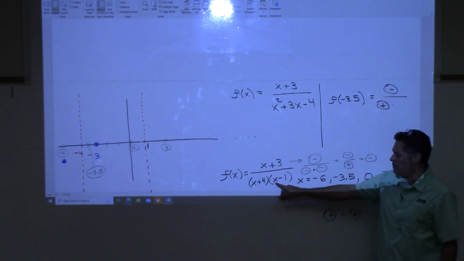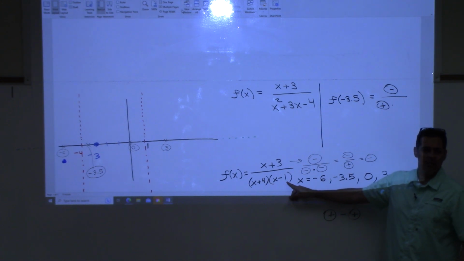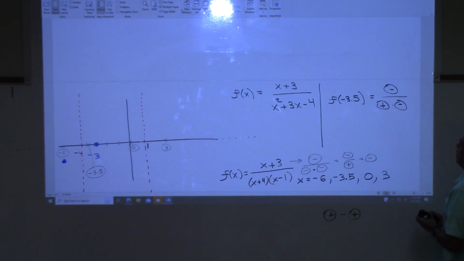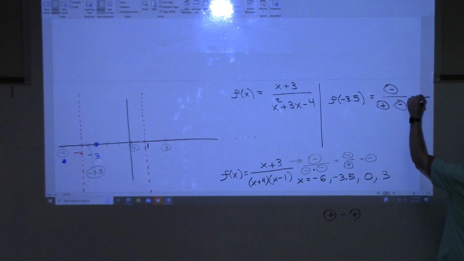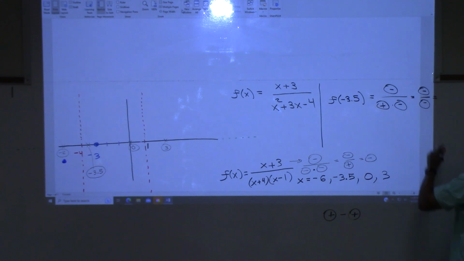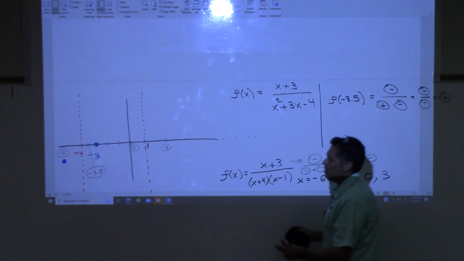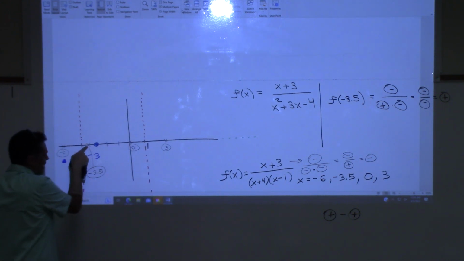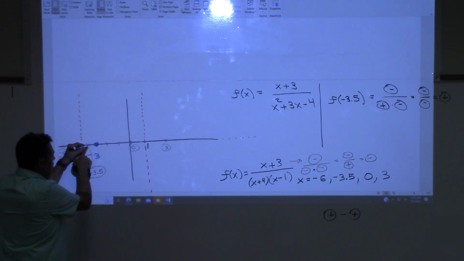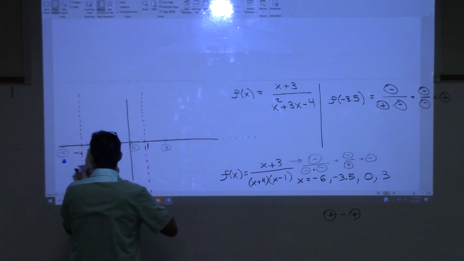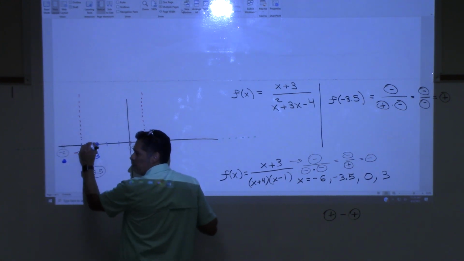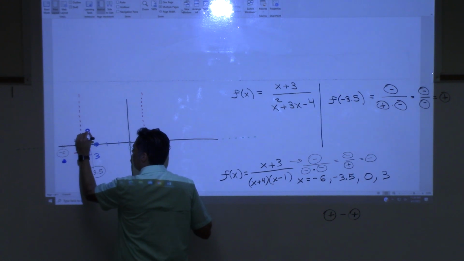Times, what's -3.5 take away 1? Still negative. Okay, on the bottom, positive times negative, negative. And negative divided by negative is positive. So when I plug in -3.5, I get a positive answer. So when I go over here to -3.5, which is right there, I have a dot where? Above. How far above? Doesn't matter. Just put it up here somewhere, okay?